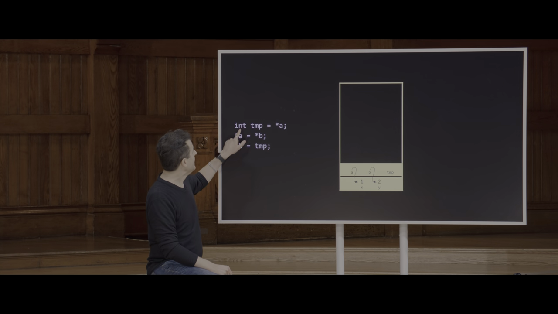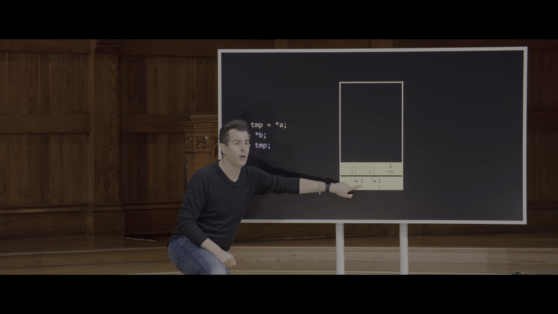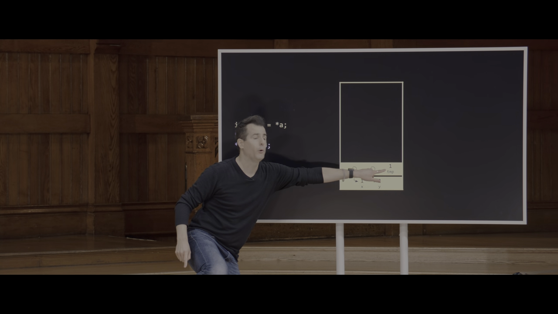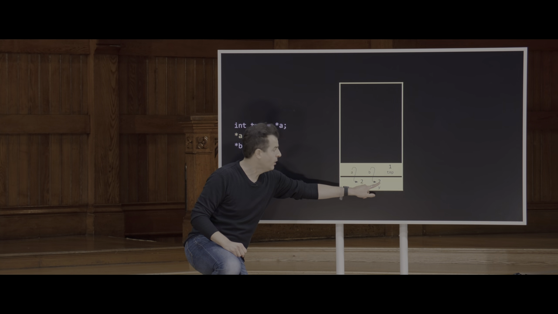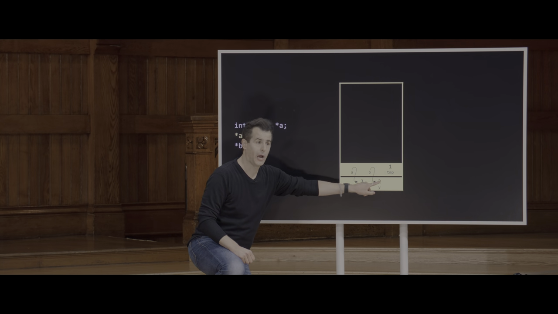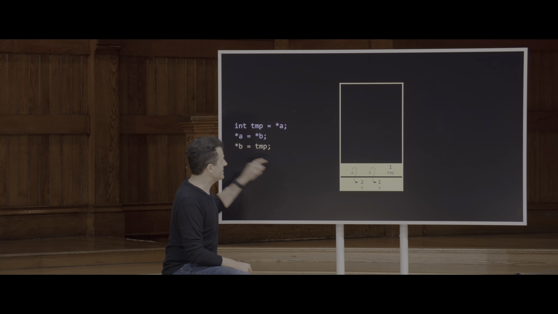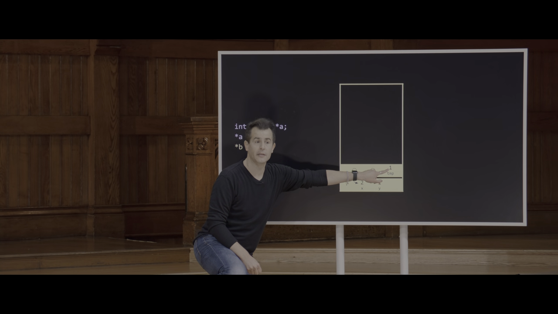So now what happens? Int temp gets star a. Star a means start at a and go there. Follow the arrow, if you will, sort of shoots and ladders style. That's 1, so we put 1 in temp. All right, star a equals star b. Let's do it from right to left. Star b means follow the arrow. It's 2. And then what do you do? Follow the arrow to a. It's now 2, because you copy one to the other from right to left. And then lastly, star b gets temp. So start at b, go to b, and now store whatever the value is in temp.